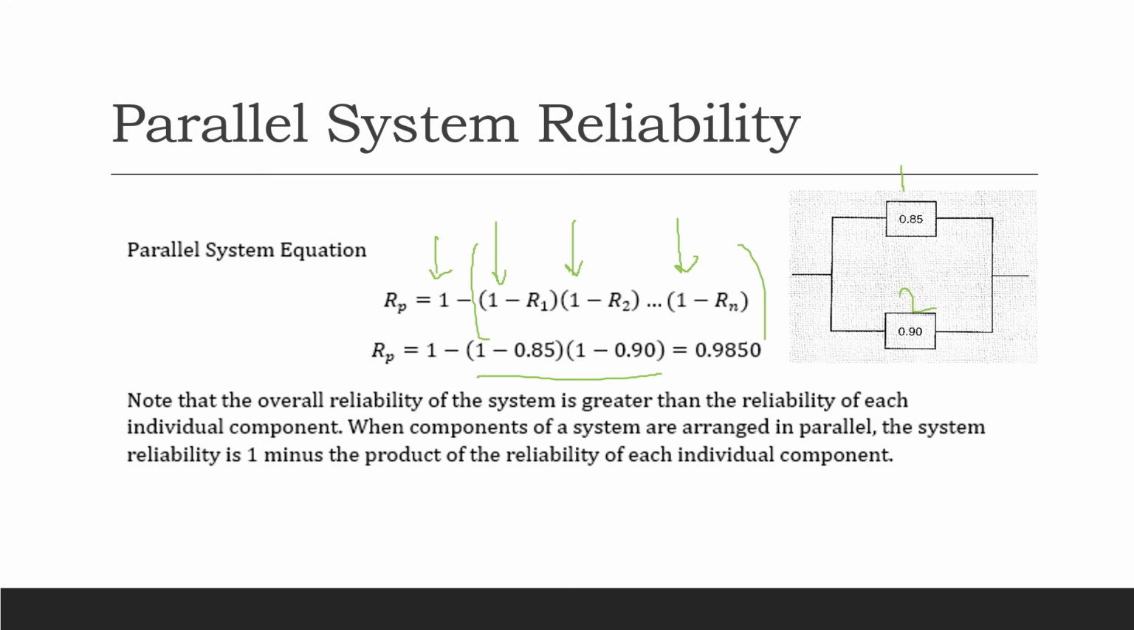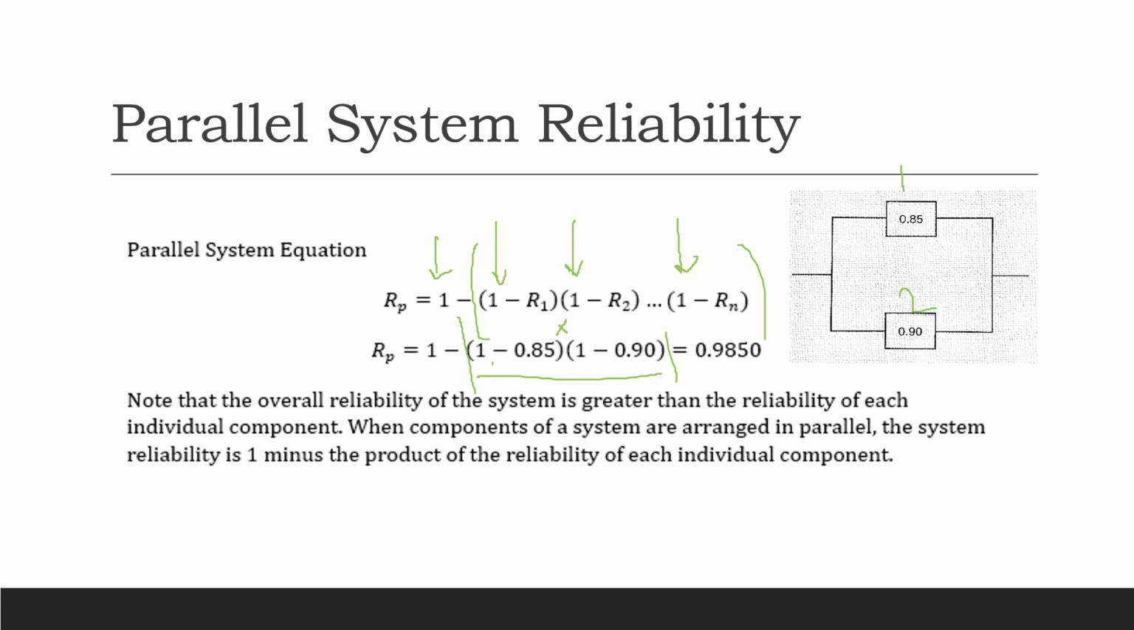So you get the overall reliability of the system arranged in parallel, RP. This is the system failure arranged in parallel. We already knew how to calculate the overall system reliability in a parallel arrangement. When components of a system are arranged in parallel, system reliability is 1 minus the product of the reliability of each individual component. Here is a product, and this is the reliability of each component.